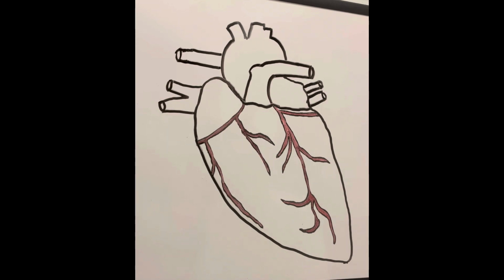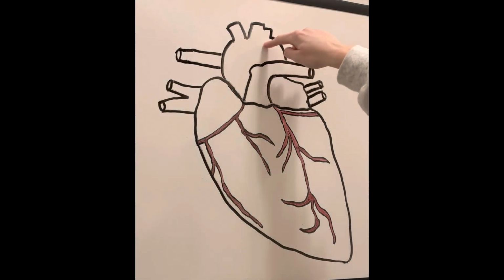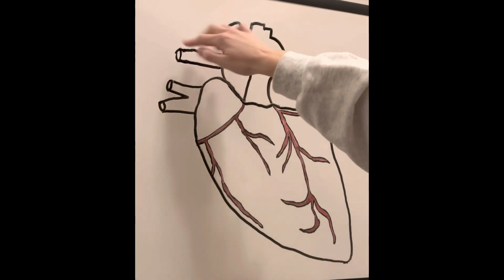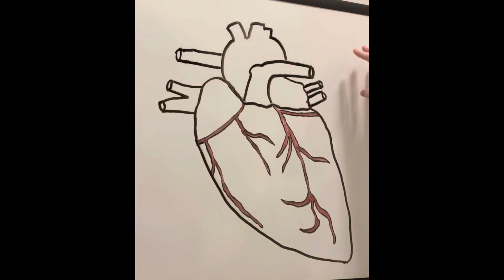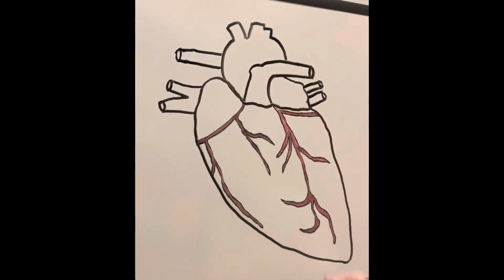So here's a view of the outside of a normal heart. You have the aorta right here, branching off to give blood to the body, and you have the pulmonary artery right here that branches off to give blood to the lungs. Then the blood comes back to the pulmonary veins right here to go back to the heart. I'm showing you this view because you can see the coronary arteries. They're right here in red.